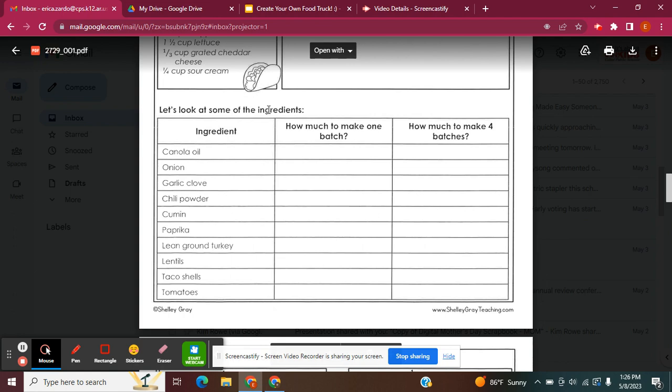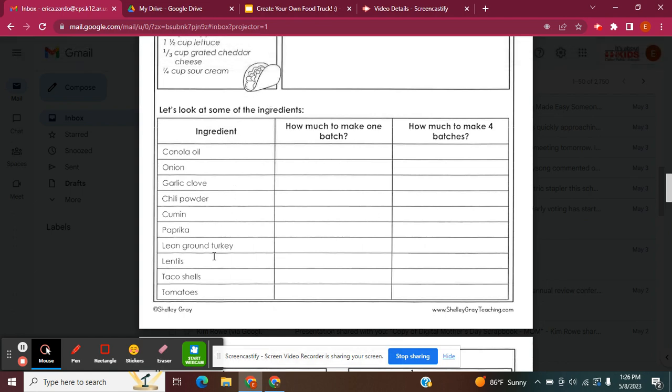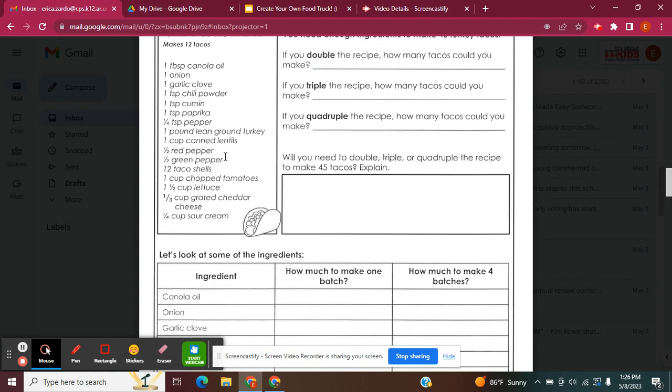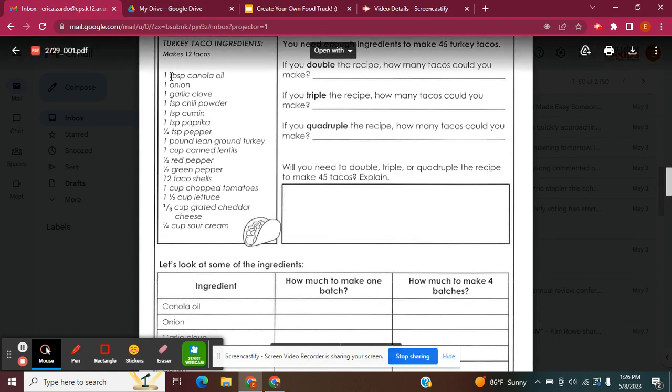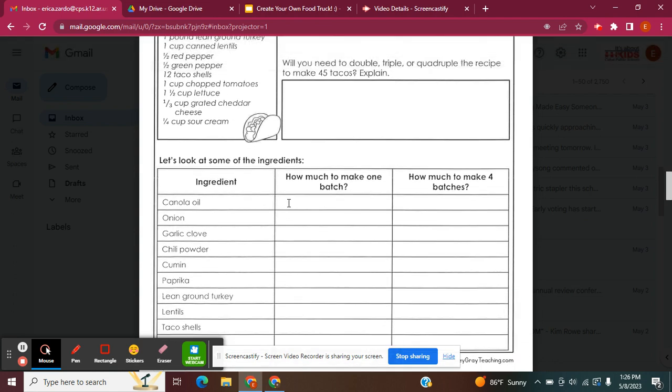It says, look at some of the ingredients. So here it has some of your ingredients listed in your recipe, like canola oil, onion, garlic clove, chili powder. Okay? In this column, they want to know how much of these ingredients it takes to make one batch. So for instance, if we look at canola oil and we come up here to the recipe, we see that we need 1 tablespoon canola oil for one batch. So right here, you would write 1 tablespoon.